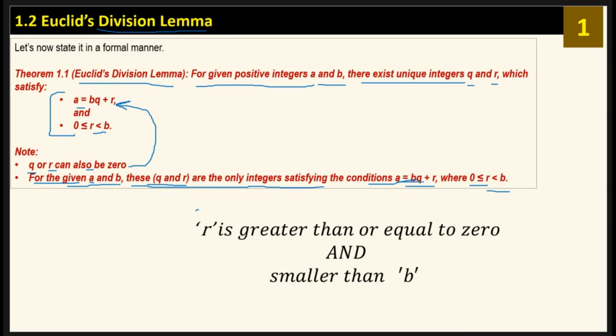In summary, we can say that r is greater than or equal to 0 and r is smaller than b is the Euclid's lemma.